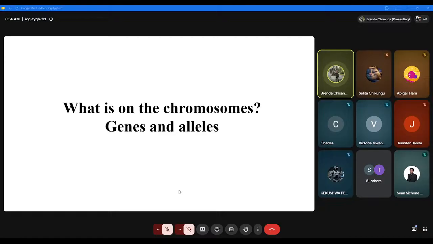So what is on the chromosomes? We know there are genes, right? But now we want to extend this understanding to describe alleles. We want to find out what a gene is and what alleles are. We know genes are on these chromosomes because from way back we're looking at DNA carrying genes and things like that. We want to distinguish genes from alleles.